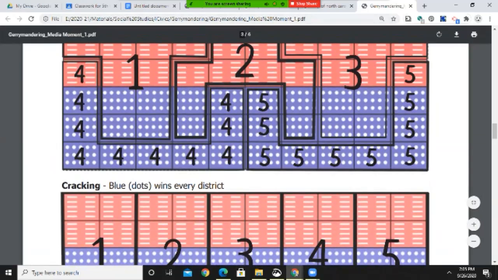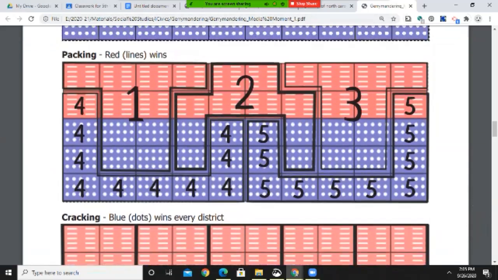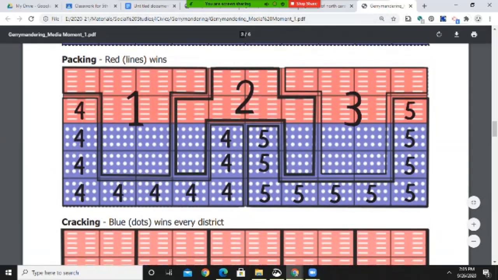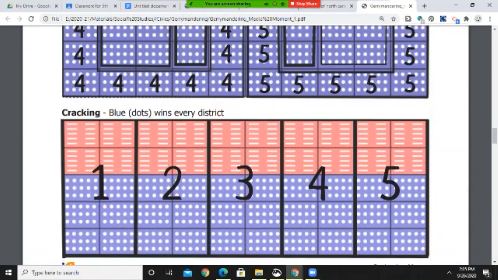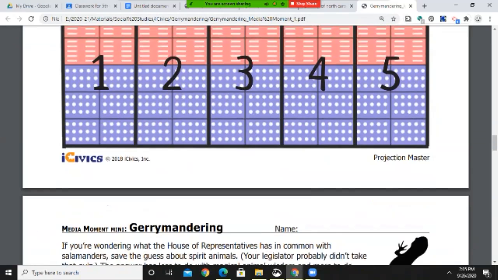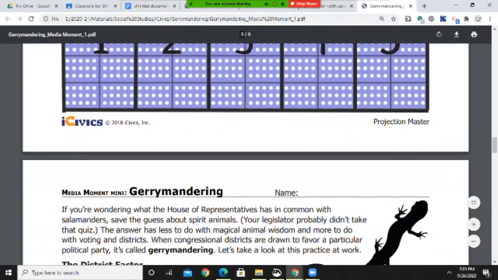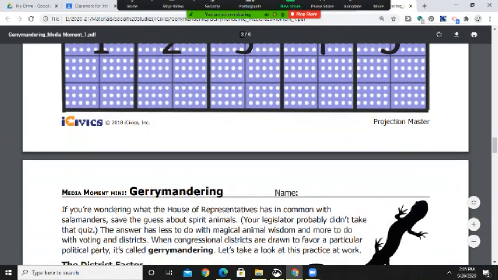Same number of districts, same number of people. In this case, the red party controls the levers of government. With straight lines, the blue party does. That's why they fight over this literally every 10 years. And they come up with some very interesting regions here.